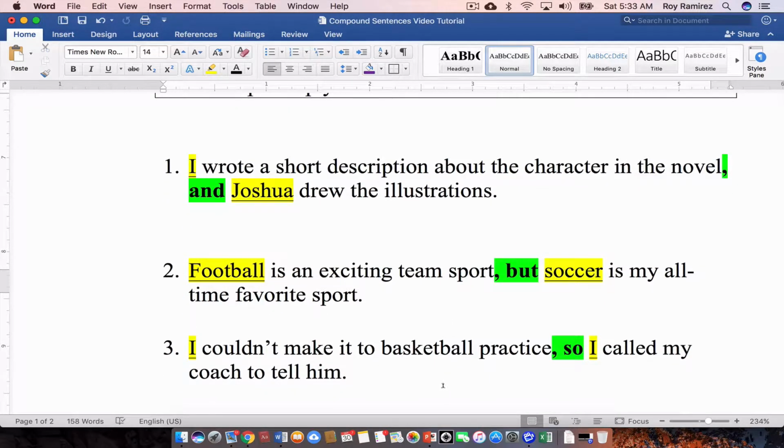I couldn't make it to basketball practice, so I called my coach to tell him. Again, like I mentioned earlier, you notice a nice flow and a rhythm to your writing, and that's all made possible by simply joining your ideas together. To emphasize what you see highlighted in green, the order in which a compound is constructed is comma as our punctuation mark, followed by the conjunction word.